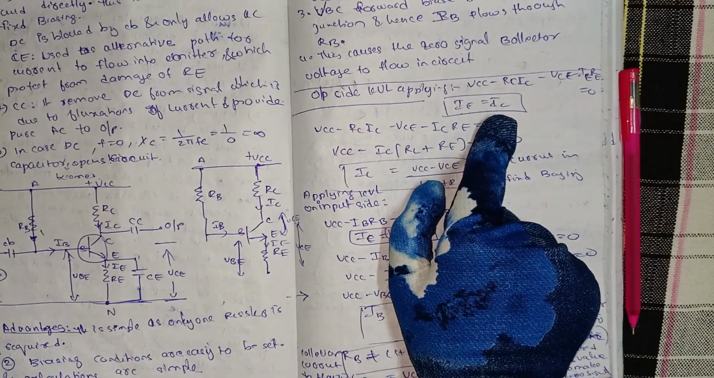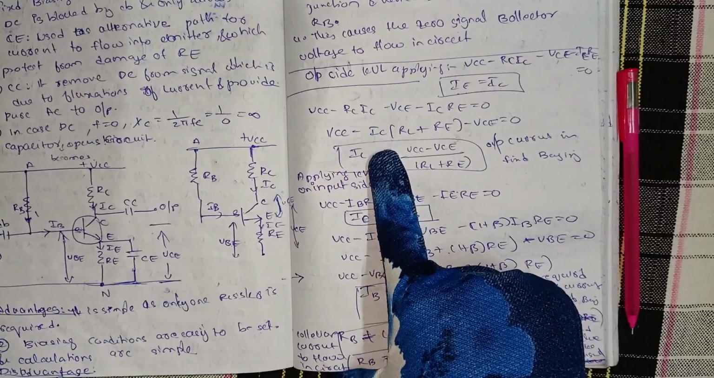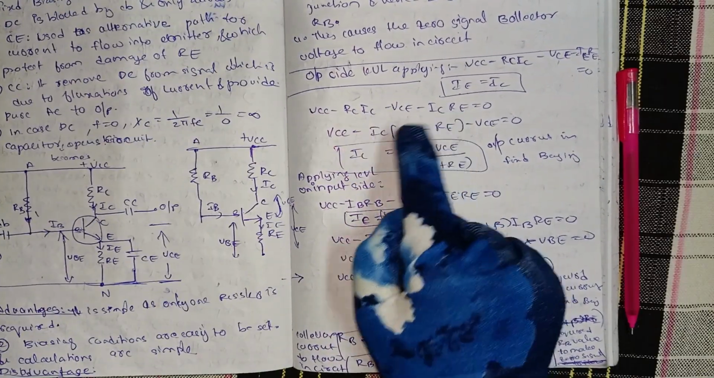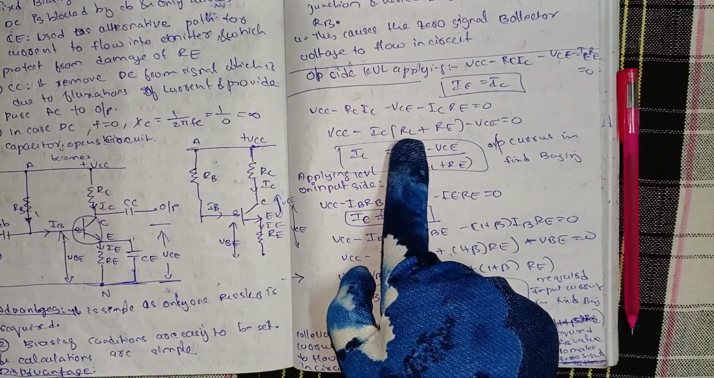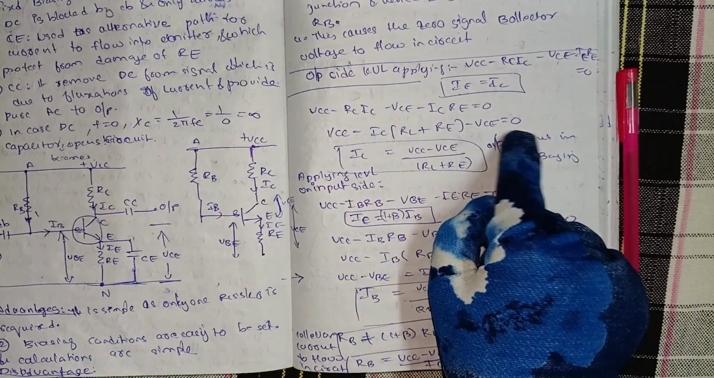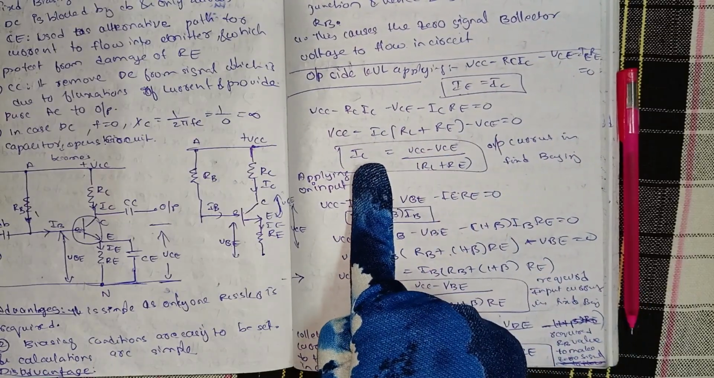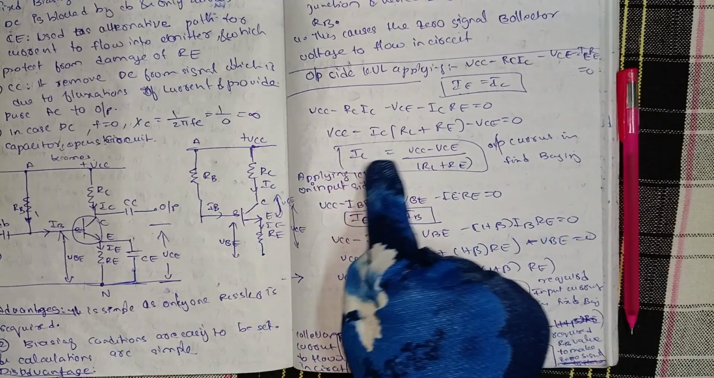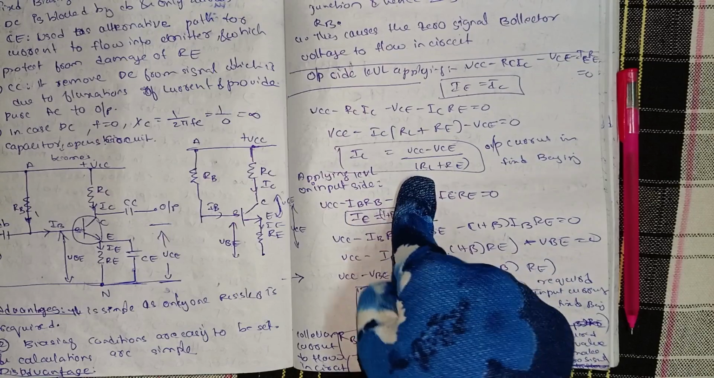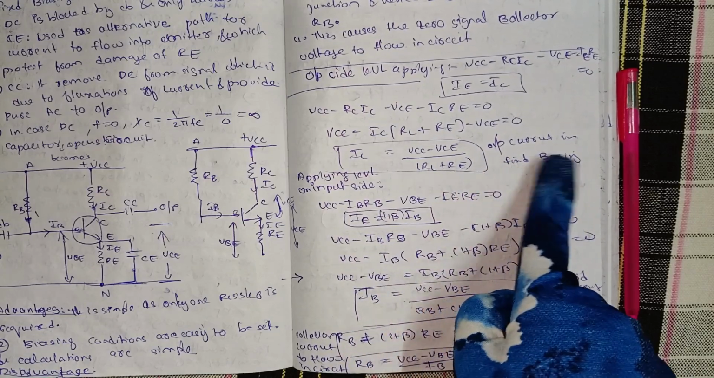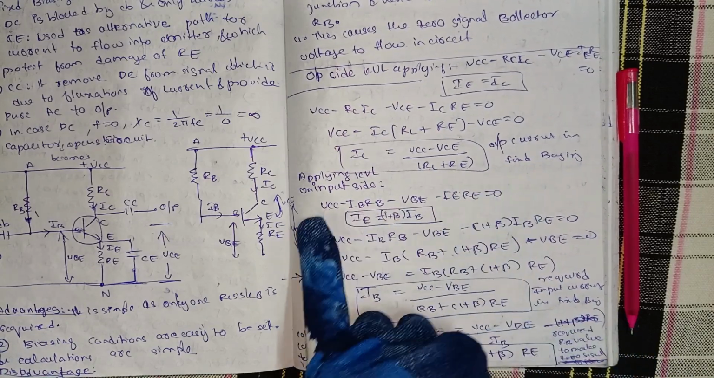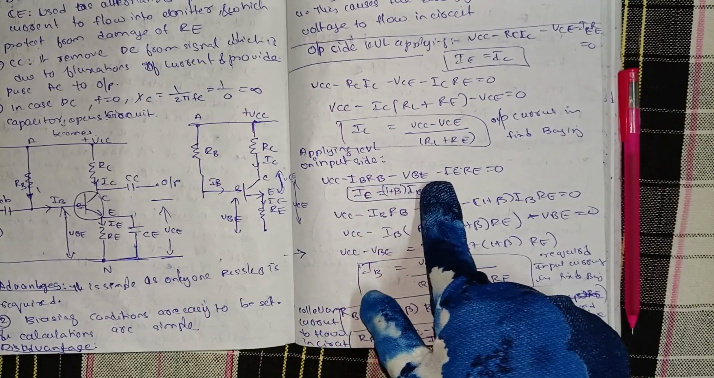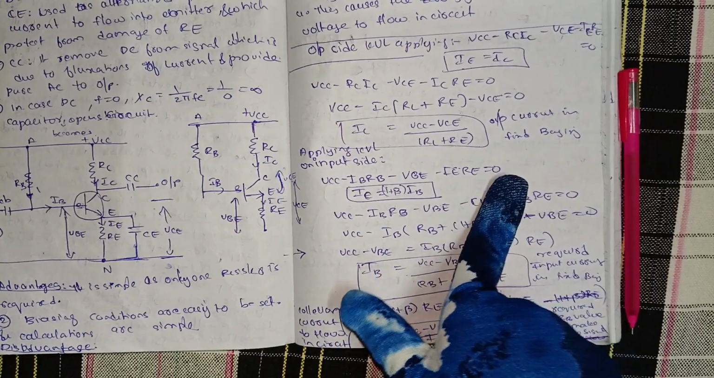IE is replaced with IC. Then taking IC common from these two terms, we get IC times RC plus RE, minus VCE, is equal to 0. Taking the formula for IC, IC is equal to VCC minus VCE by RC plus RE, the output current in fixed biasing. Applying KVL at the input side, VCC minus IB RB minus VBE minus IE RE is equal to 0.